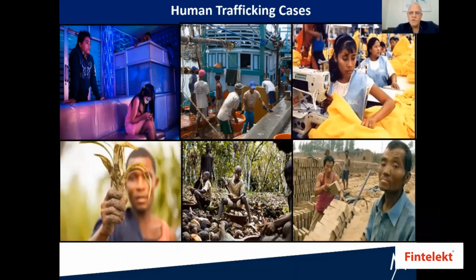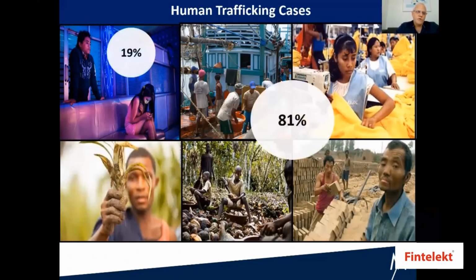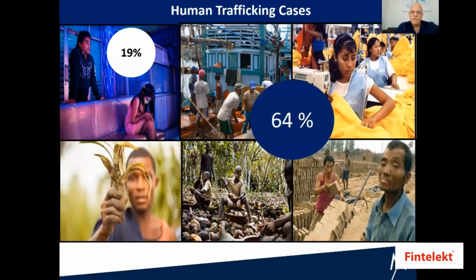Now, I don't have time to go into the other examples, but you see, we have agriculture, we have cocoa, we have construction, we have sweatshops. There are many different types of human trafficking that exist out there, and many that are found all over the world. So about 19% of them would be sex trafficking. The other 81% would be forced labor. But out of this, 64% of these cases are associated with supply chains. About 16 million people around the world are working in private sector settings that are tainted by modern slavery.